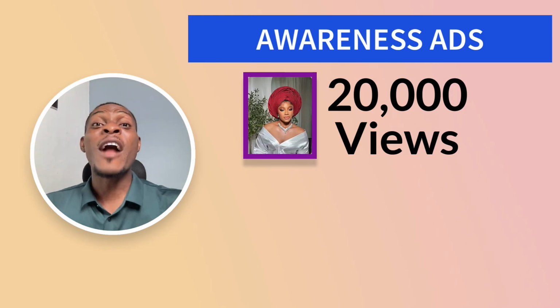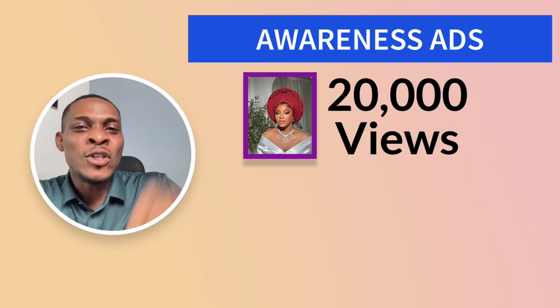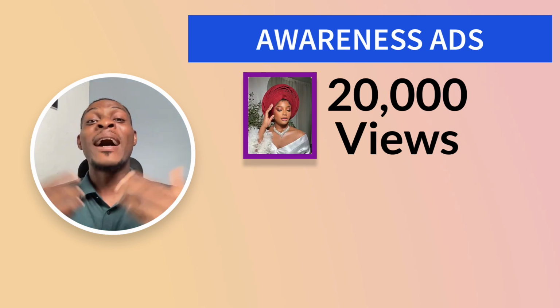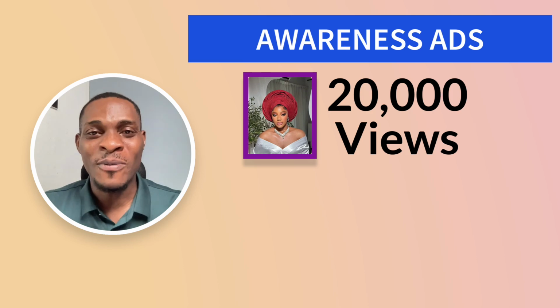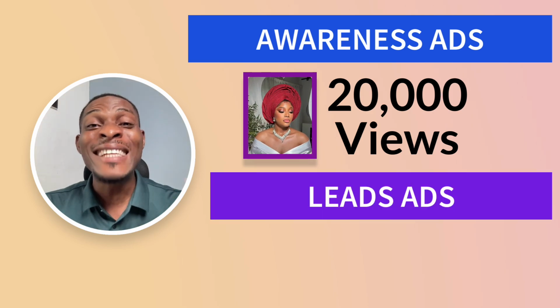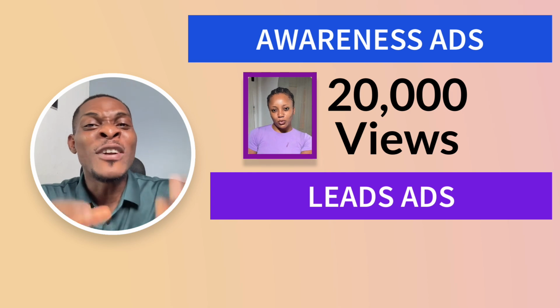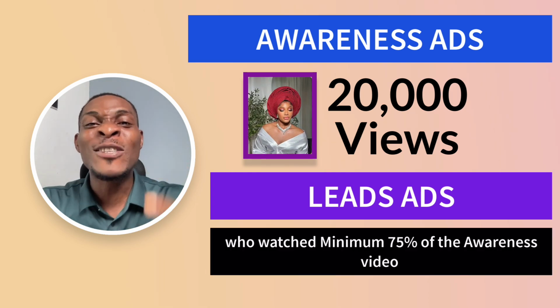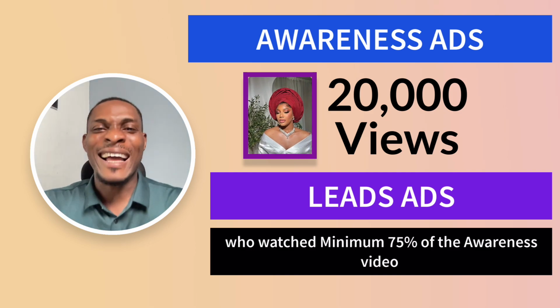So now let's imagine that we have about 20,000 persons who have watched this video. Yes, because we are running awareness ads and it is ThruPlay views, Meta is going to ensure that it shows it to people who will watch the video. Now imagine that you have run these ads and they have watched this video. Now you decide to run a lead campaign. But what is the catch? You decide to run your lead campaign to people who have watched 75% of that video that you used to run your awareness ads.